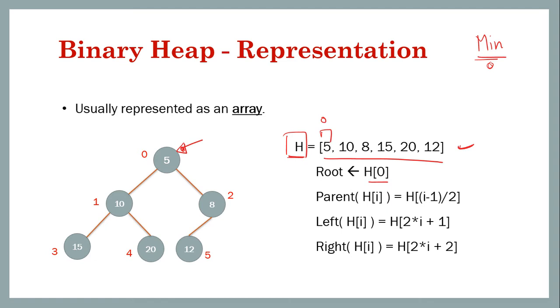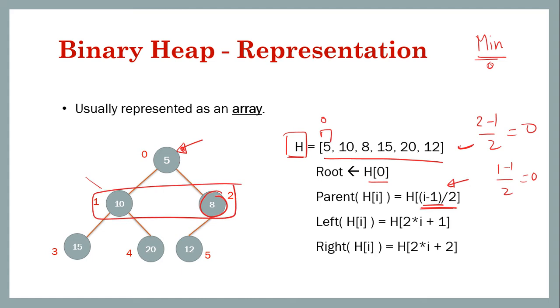Similarly, if you want to find the parent of the ith node, that will be (i minus 1) by 2, integer division. So the parent for 2 is (2 minus 1) by 2, that is 0. Similarly, the parent for 1 is (1 minus 1) by 2, that is also 0. So we are talking in terms of index. For indices 1 and 2, we can find the parent this way.